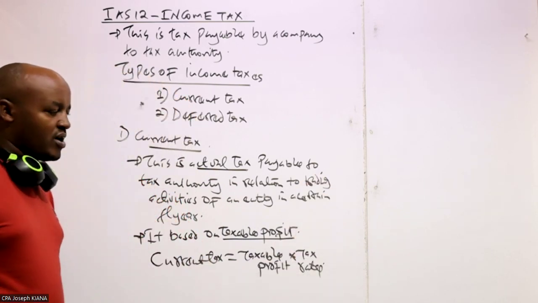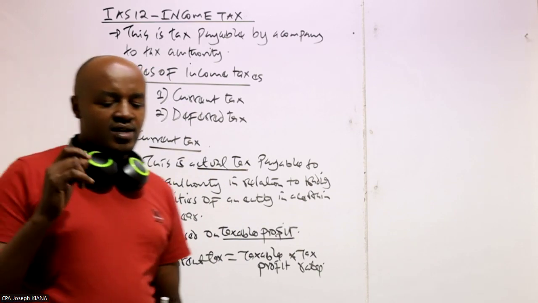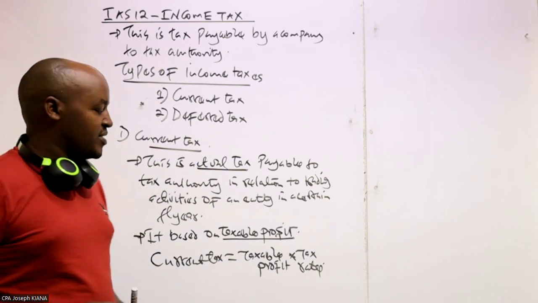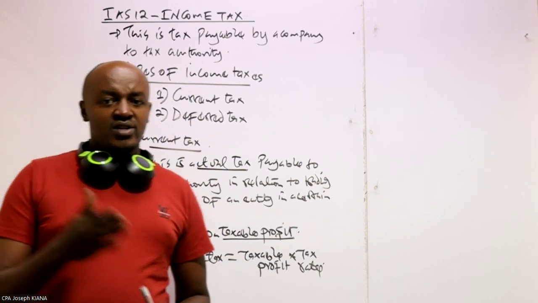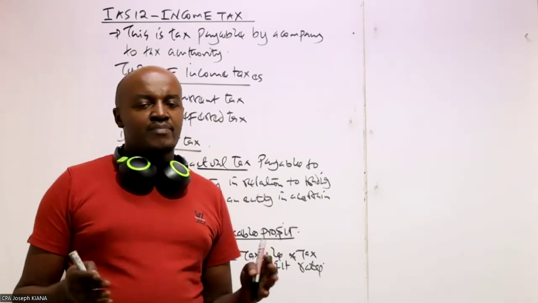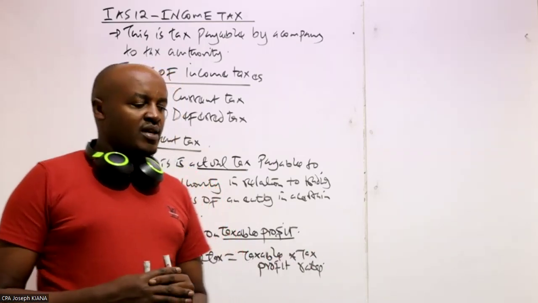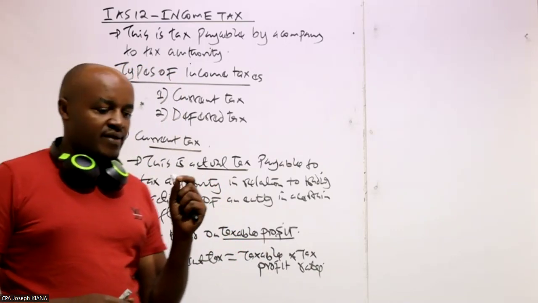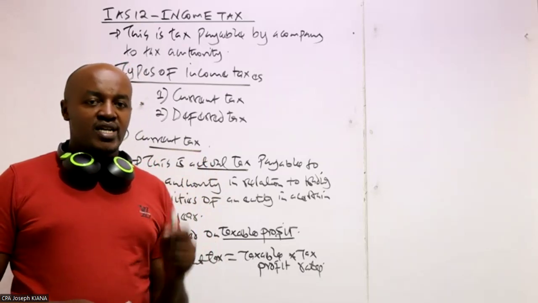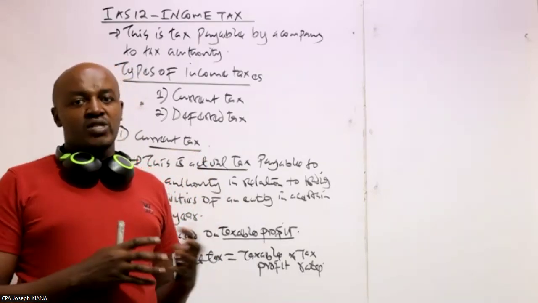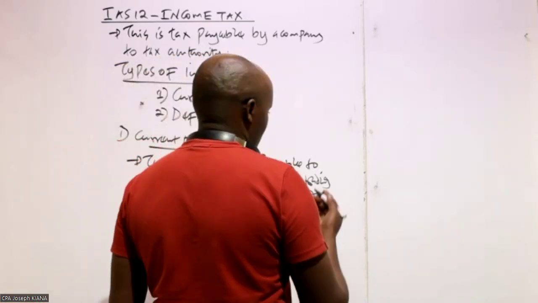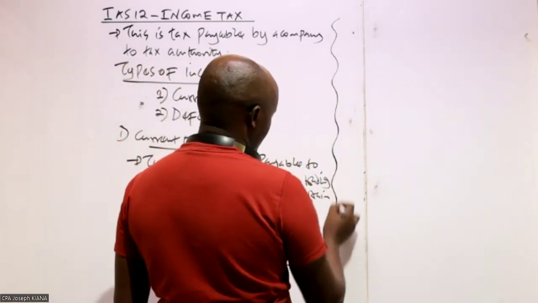This current tax, which has been determined based on the taxable profit, is always recognized as an expense in the income statement. When the company is preparing the income statement, this current tax is supposed to be deducted from the profit before tax. So essentially this is an expense to the company.